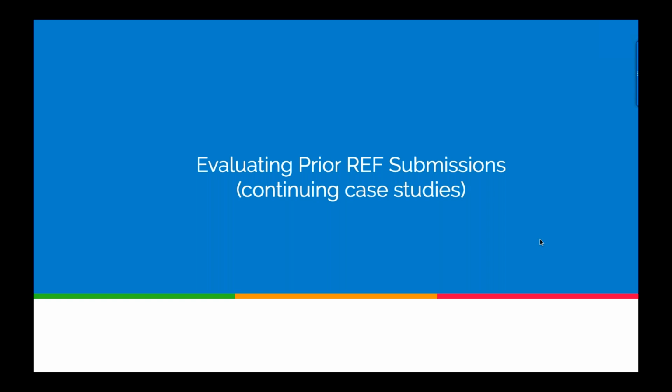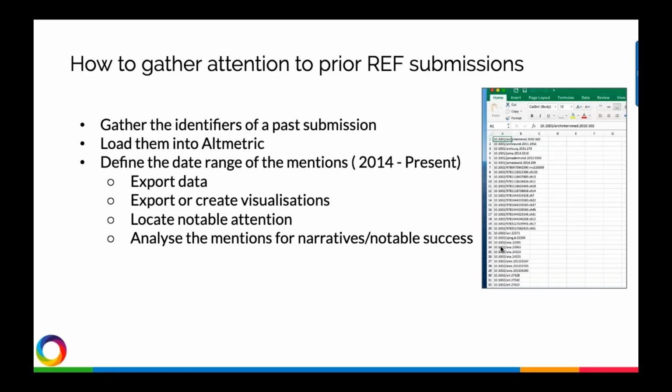So I know it was up to 2014. I'm not clear whether it was 2010 or perhaps 2009, but let's say that tranche of older items. The way that one of our users would do this is by gathering the identifiers of those past submissions, because a unit of assessment, when it comes to research outputs, as we see it, is just a list of identifiers. It is just a list of the publication identifiers themselves. We don't need anything else.